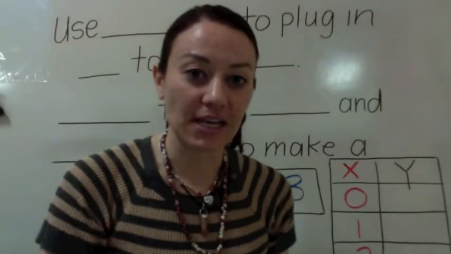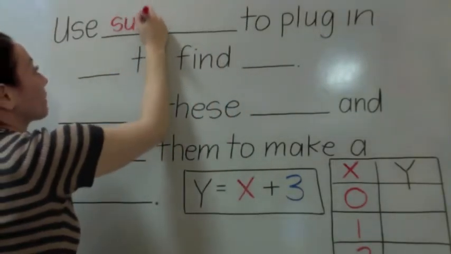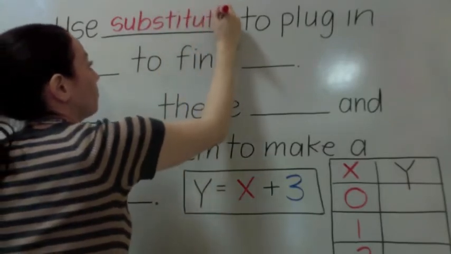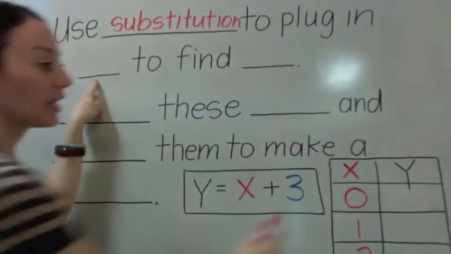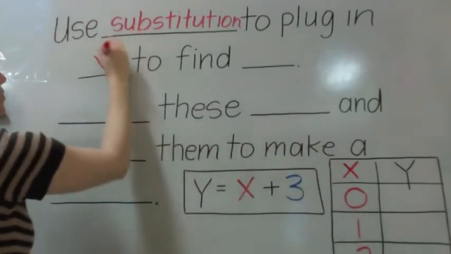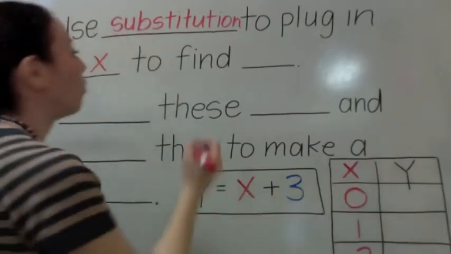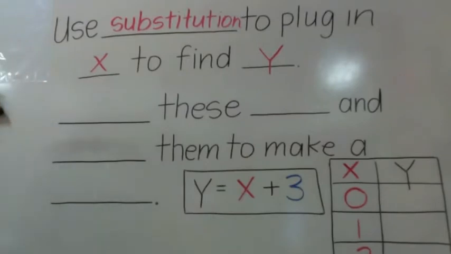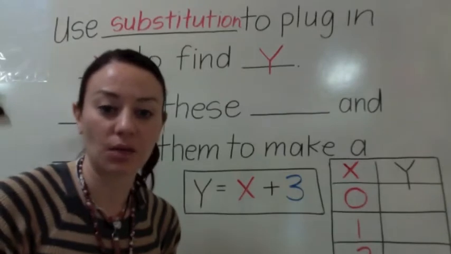So let's write this down. Use substitution to plug in, what are we plugging in? Numbers for x. To find what are we looking for? We're looking for y. Okay? All right. So let's do that really quick so that you understand what that means.